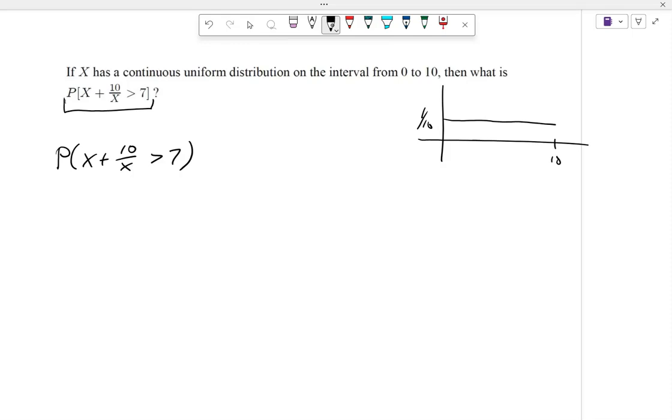Multiply both sides by x. Now, usually, we have to be careful when we do that with inequalities, right? Because if it's positive, we don't flip the inequality, but if it's negative, we do. In this particular instance, can x ever be negative? No, because x has to be between 0 and 10. You do have to be careful if it can be negative, and we are going to come back to that idea later in the semester as well. In any event, multiply both sides by x.